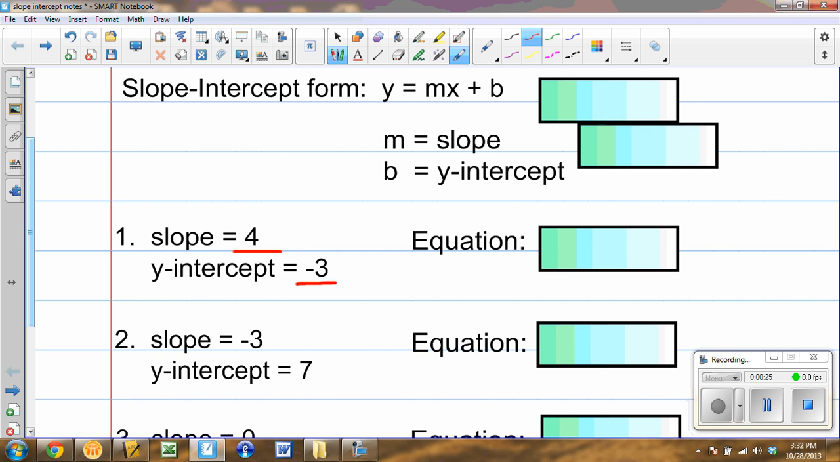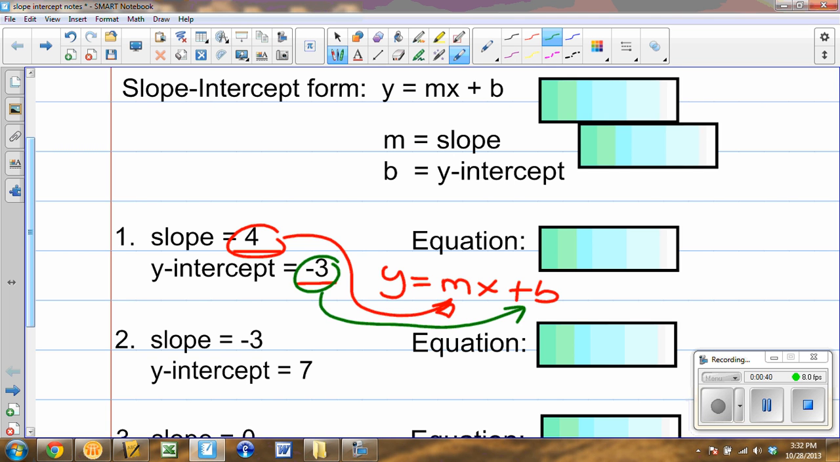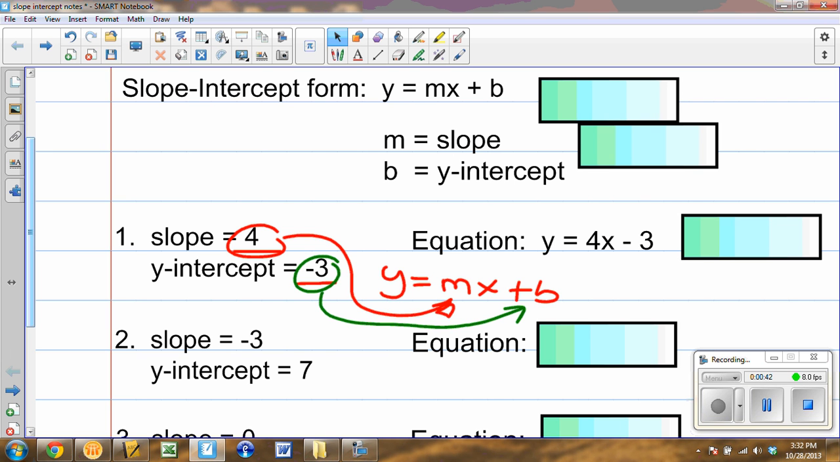that the y-intercept is -3, then it really is just a matter of plugging those into our equation. So y equals mx plus b. I'm going to take the 4 and put it in place of the m, and I'm going to take the -3 and put it in place of the b. So I end up with y equals 4x plus b. And of course, we don't want to end up with a plus minus, so it would be plus -3, but I would simplify it to be just that -3.